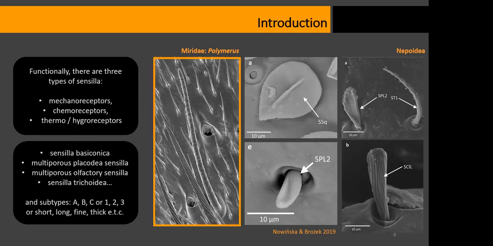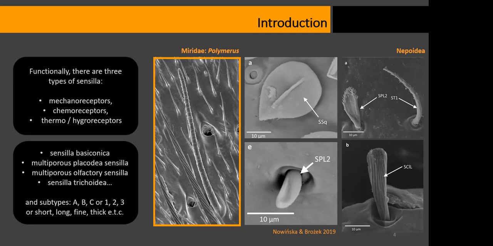For example, for this sensillum, we can find a whole range of terms in the literature, such as sensilla basiconica, multiporous placodea sensilla, multiporous olfactory sensilla, or sensilla trichoidea, and others. But it is not everything. Many subtypes are distinguished, indicated by letters, numbers, or shape names. The terminology of sensilla definitely needs to be revised.